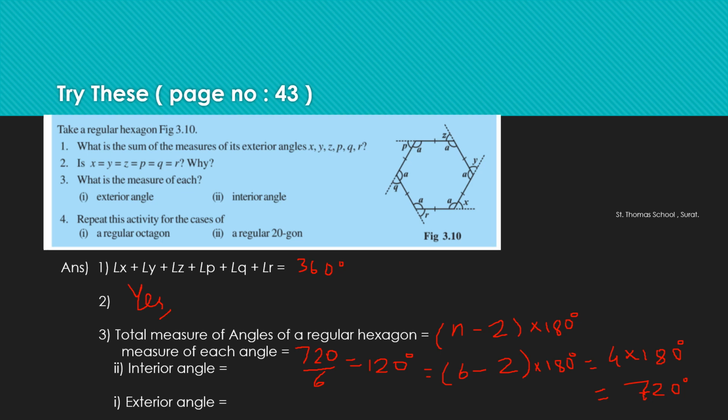So what is the meaning of this? The interior angle is 120 degrees. So how to find the exterior angle? Exterior angle plus interior angle is 180 degrees. So the exterior angle is equal to 180 degrees minus 120 degrees, that is 60 degrees. It's clear? So interior angle is 120 degrees and exterior angle is 60 degrees.